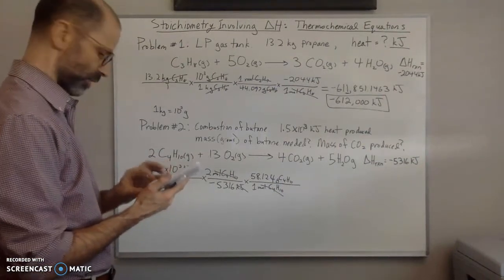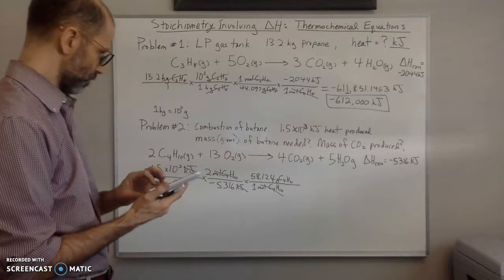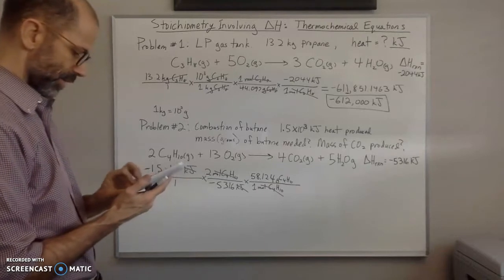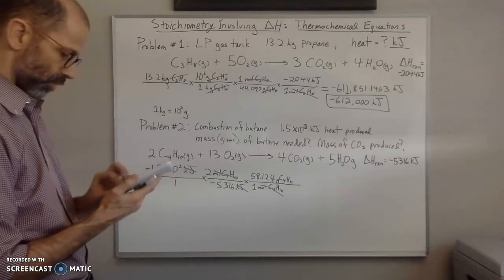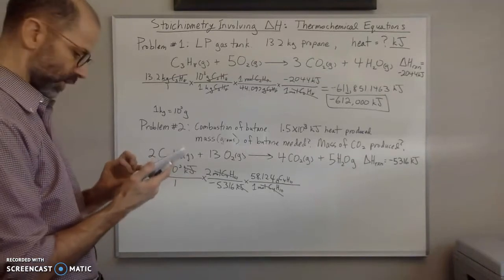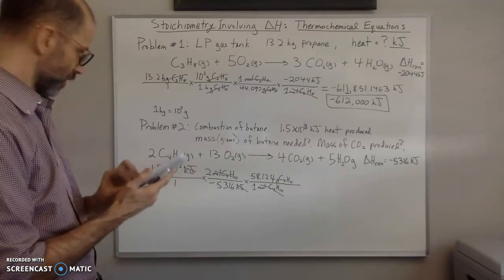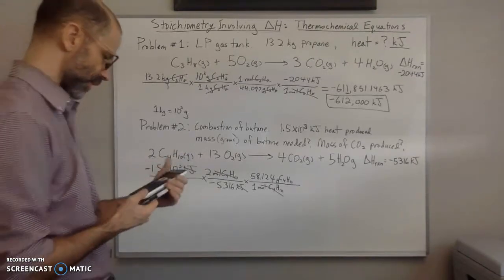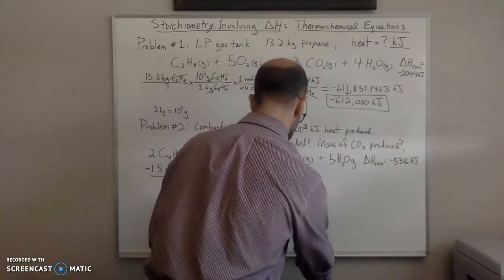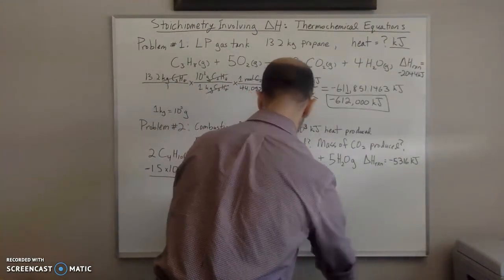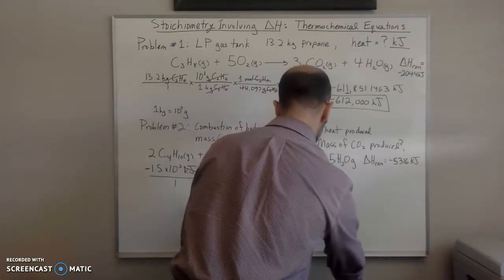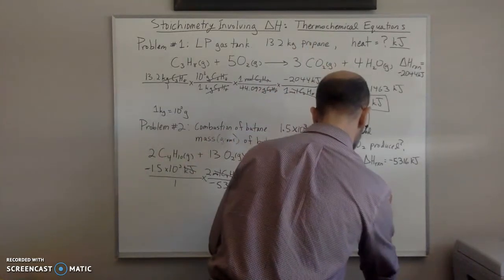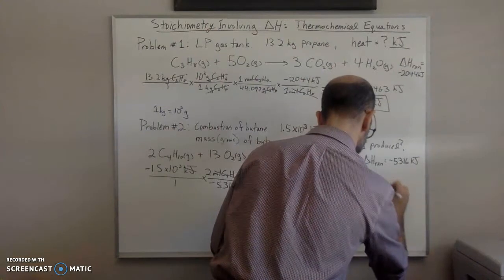So now I can just calculate the number of grams. I'm going to multiply 58.124 times 2, multiply that by negative 1.5 times 10 to the 3, divided by negative 5,316, equals, and that gives me 32.80135 and so on, and that's going to be grams of butane.